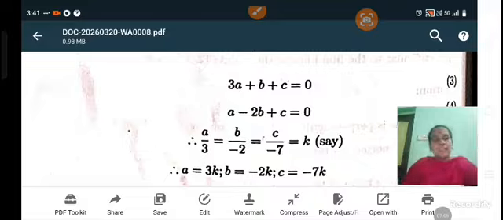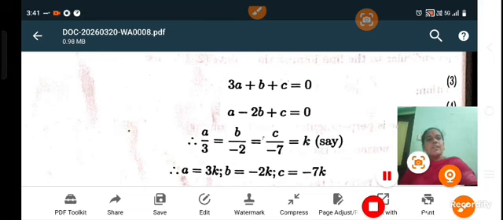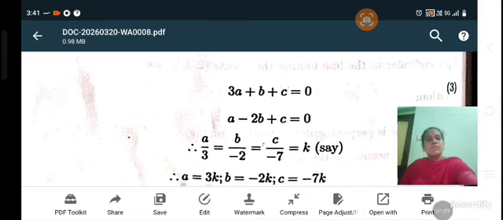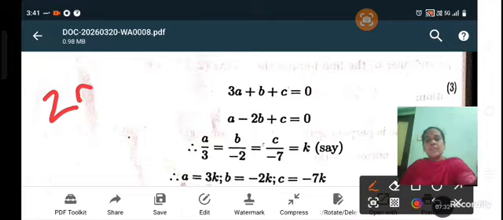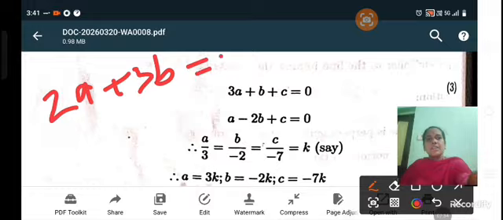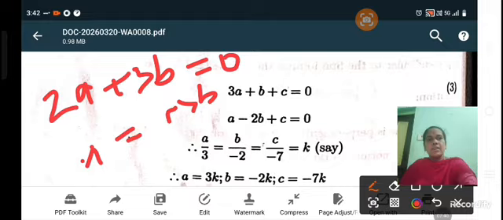Solving equation number 1 and 2, we get 3a plus b plus c is equal to 0 and a minus 2b plus c is equal to 0. Subtracting 2 from equation number 1, we get 2a plus 3b is equal to 0, which implies a is equal to minus 3b divided by 2. Substituting into equation number 2, we get c is equal to 7b divided by 2.